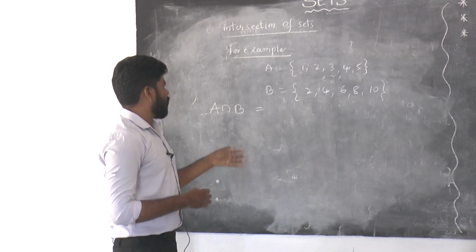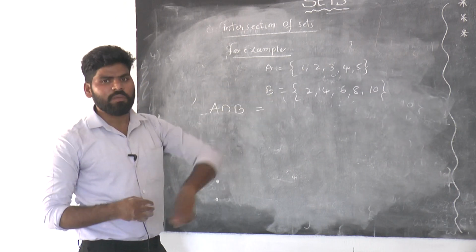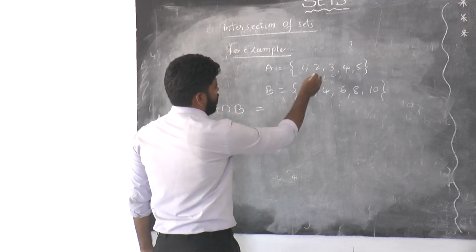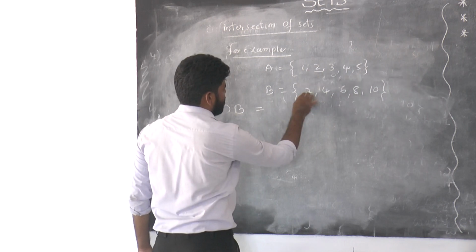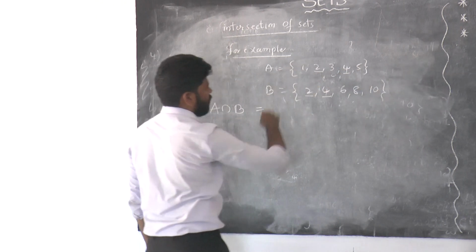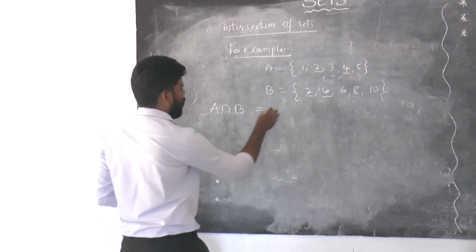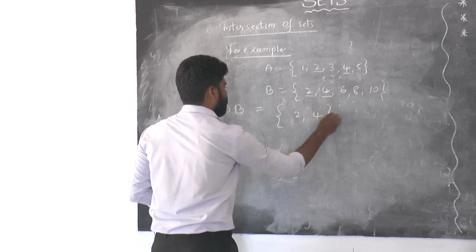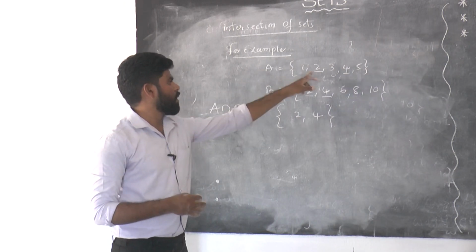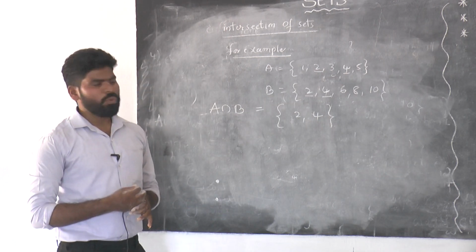So what is meant by intersection? Already we have discussed: the common elements of the given two sets. What are the common elements of set A and set B? There are 2 elements in common. What are they? 2 and 4. So the common elements of A and B are 2 and 4. So A intersection B is equal to 2 and 4.